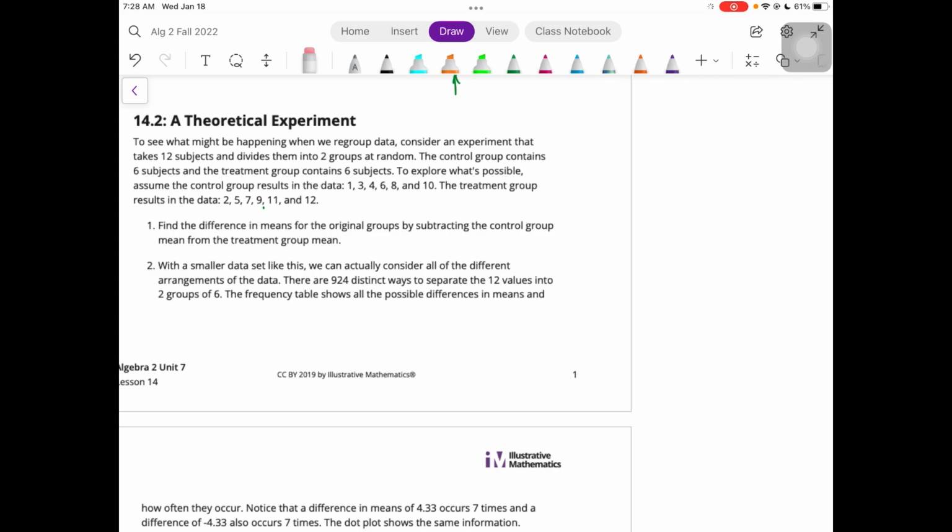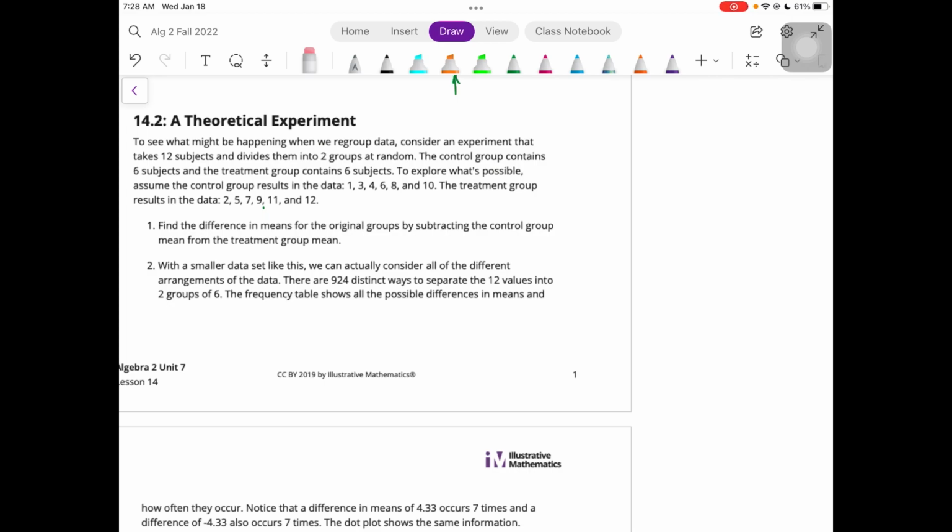All right, so 14.2, a theoretical experiment. To see what might be happening when we regroup data, consider an experiment that takes 12 subjects and divides them into 2 groups at random. The control group contains 6 subjects and the treatment group contains 6 subjects.